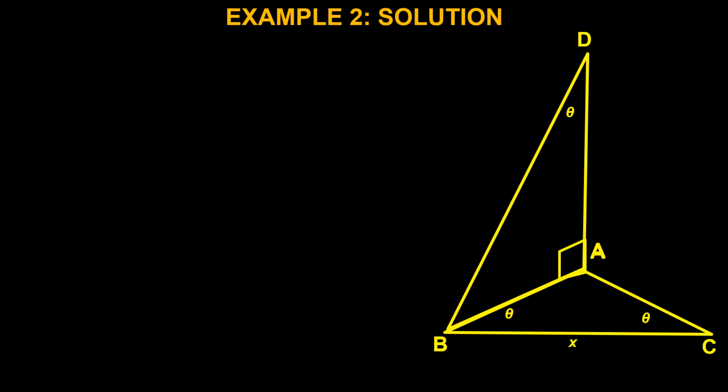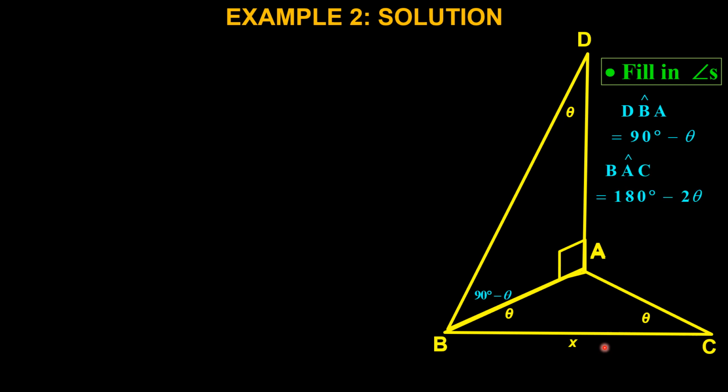Now let's consider the solution. There we have our diagram with all the given information in. There's no overlapping; all the information of the one triangle is clearly visible, and the other triangle is also clearly visible. So let's start filling in the angles. Which angle can we calculate? That's correct, angle DBA is 90 minus theta, and let's insert it in the sketch. Then you can also work out angle BAC, which is 180 minus 2 theta, and let's insert it in the sketch too.